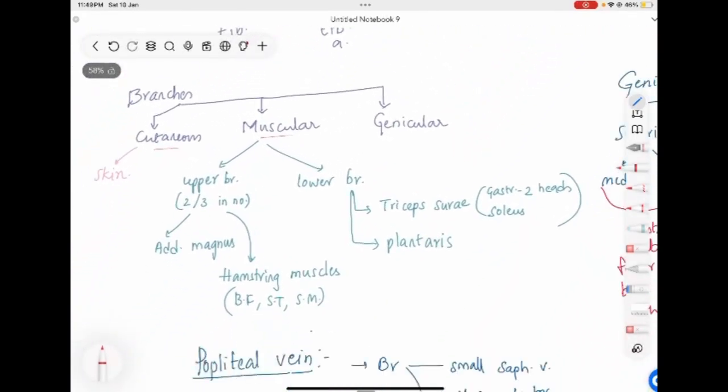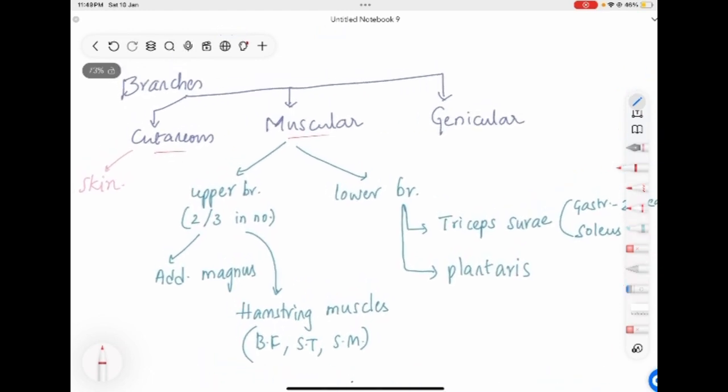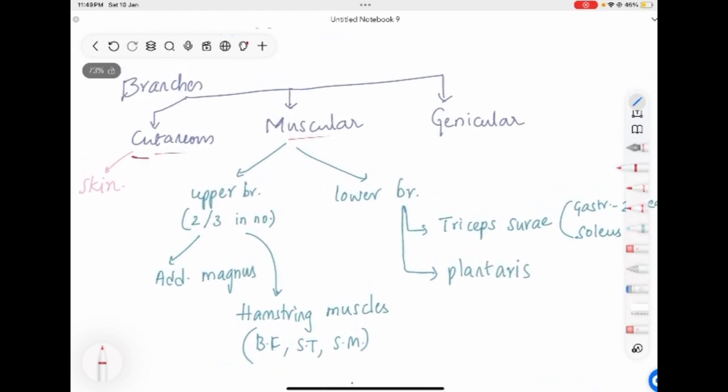Now let us discuss the branches of the popliteal artery. There are three groups: cutaneous, muscular, and genicular. The cutaneous branch goes to the skin. The muscular branch is divided into two parts, the upper branch and the lower branch. The upper branches are two or three in number and they supply the adductor magnus and the hamstring muscles. The hamstring muscles are the biceps femoris, semitendinosus, and semimembranosus.